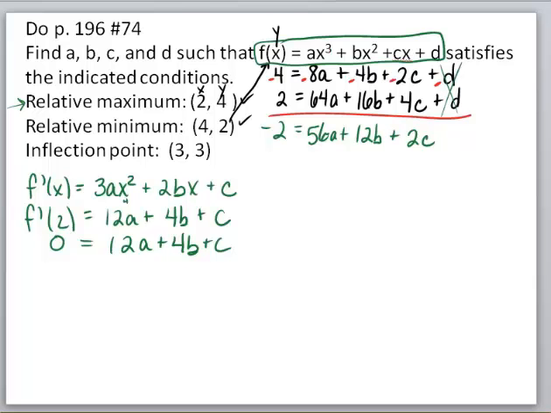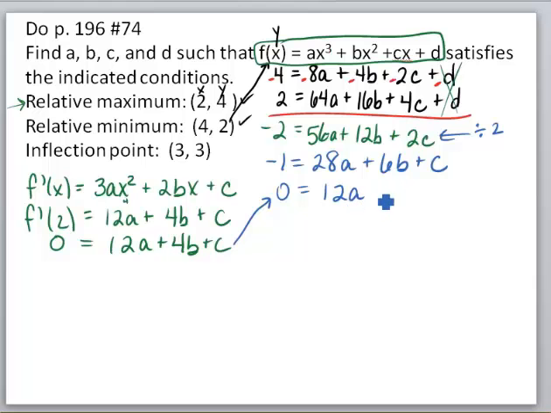To make this a little bit simpler, I don't want these huge numbers. I'm going to change this to be negative 1 equals, so I'm dividing all of this by 2. That would be 28a plus 6b plus c. And I'm going to put these two together. So I'm going to move this one up here, and I'm changing colors on you here. So I've got 12a plus 4b plus c, and I'll get ready to solve those simultaneously.